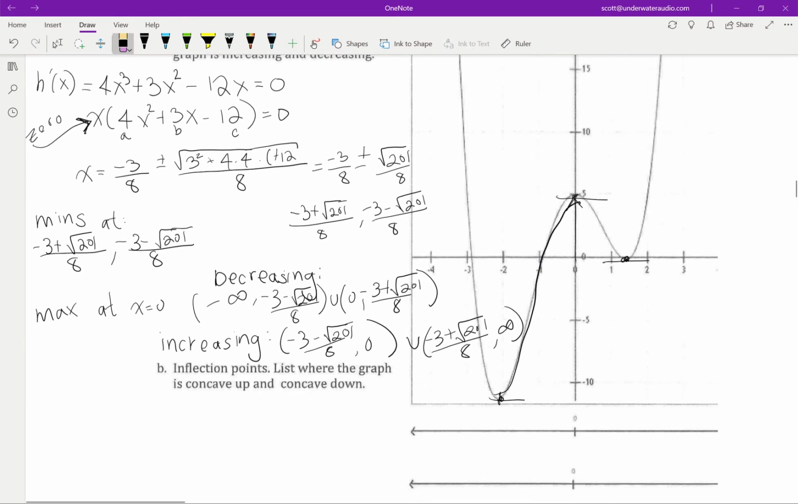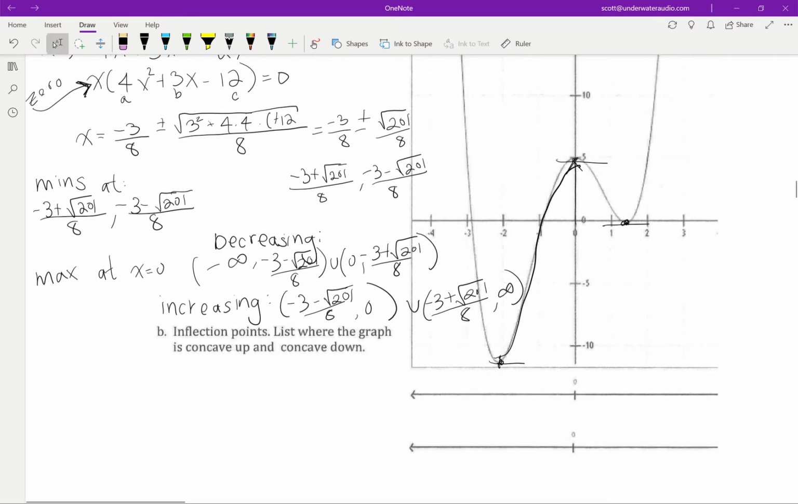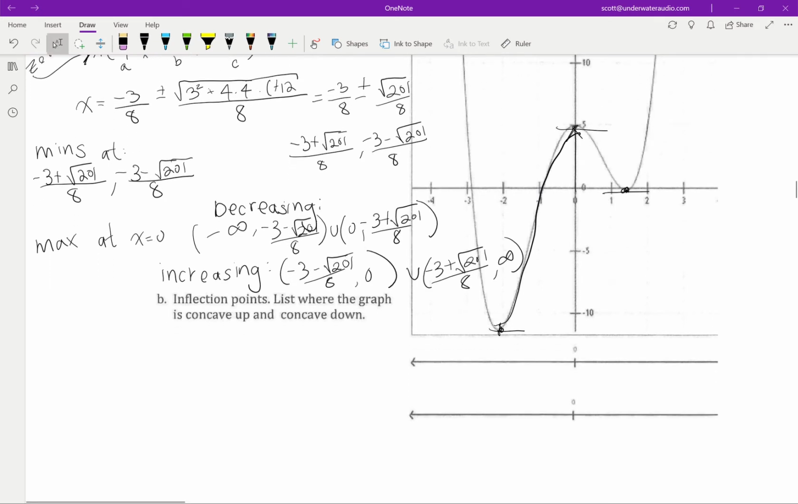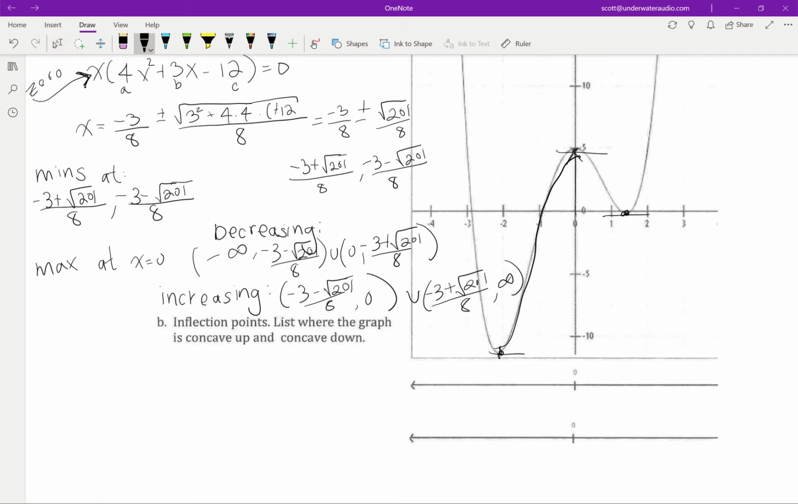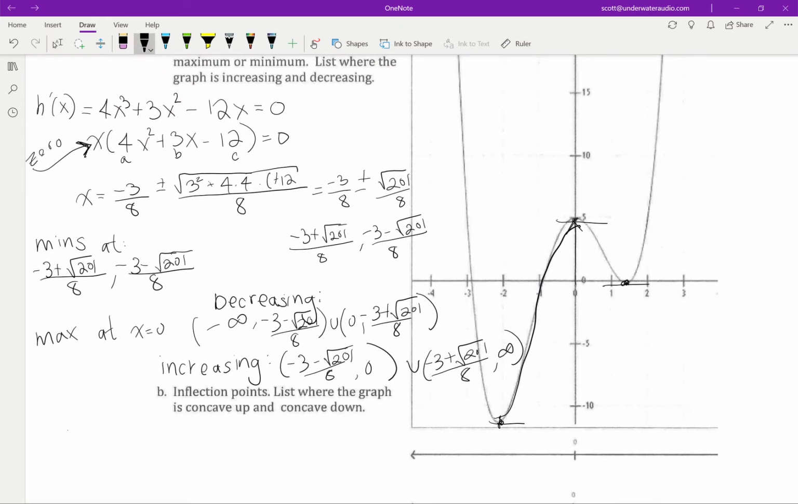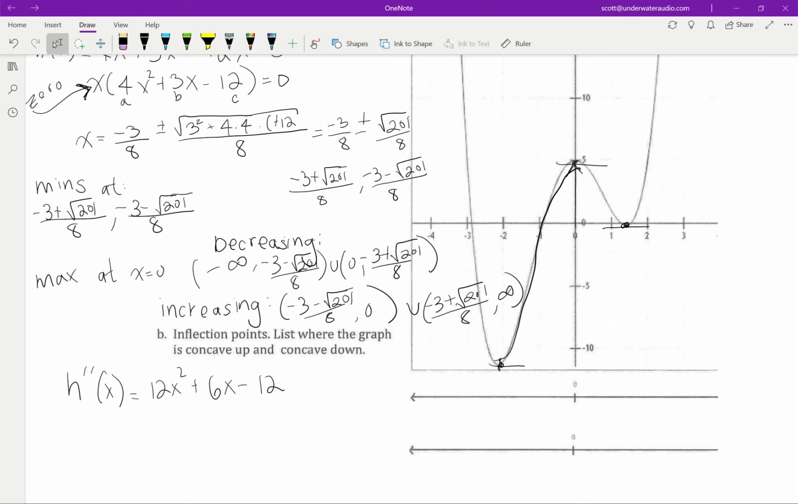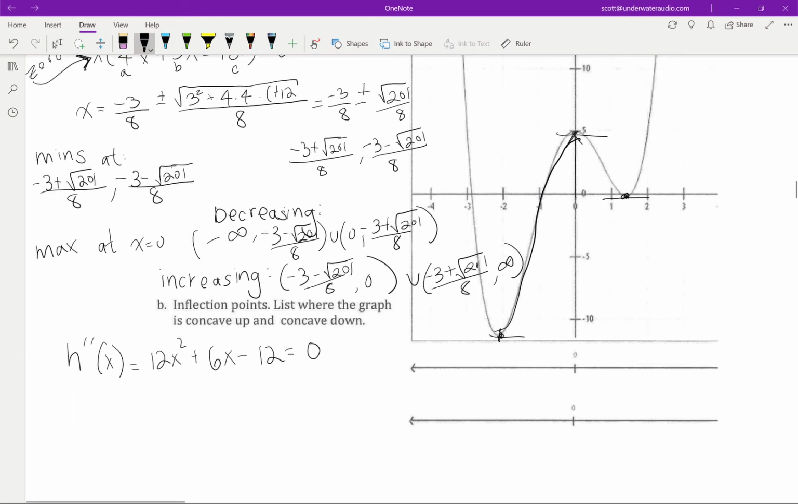So for part B, the inflection points. List where the graph is concave up and concave down. So to do concavity, I need another derivative. So that would be 12x squared plus 6x minus 12. And then like before, we know that possible inflection points happen when you set the second derivative equal to 0. So we could solve that.